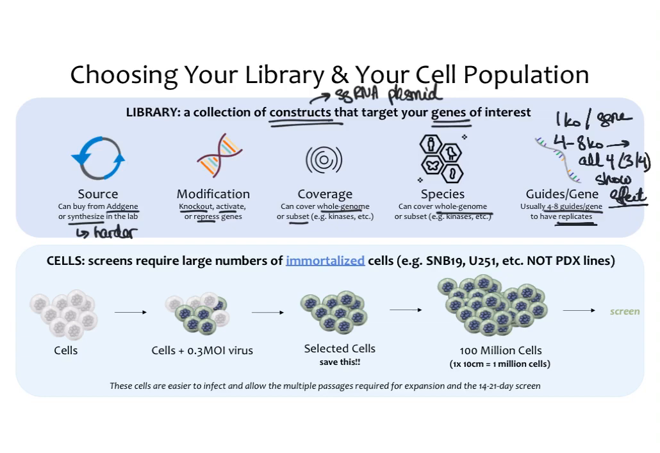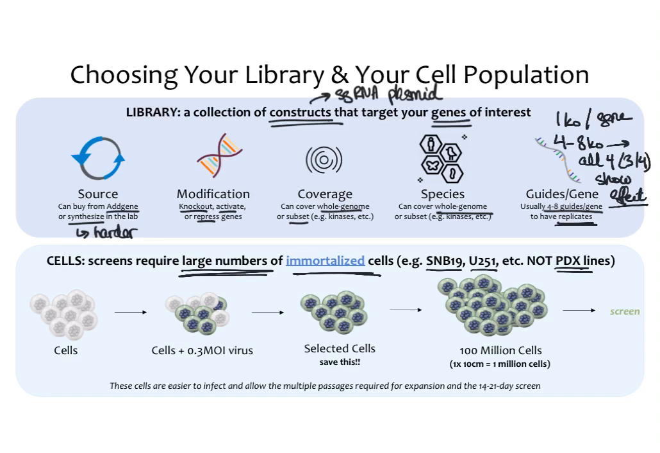Okay, then let's talk about the cells. So like I said before, screens require really large numbers of immortalized cells. So it's hard to use PDX lines for these screens because you can't passage them as long as you need to be able to. So cells like SMB19, U251, those kinds of cells are really good for these screens.